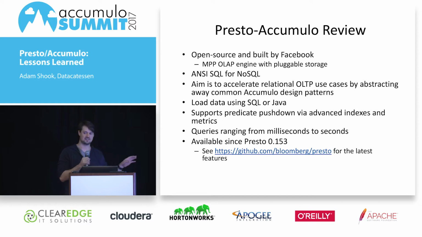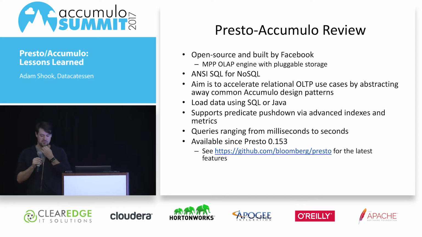The anti-use case is the millions of rows that you want to run over. This is unlike the rest of Presto, that's more analytic-based queries and processing millions and billions of rows. This one is not that way. We're talking hundreds and thousands of rows.